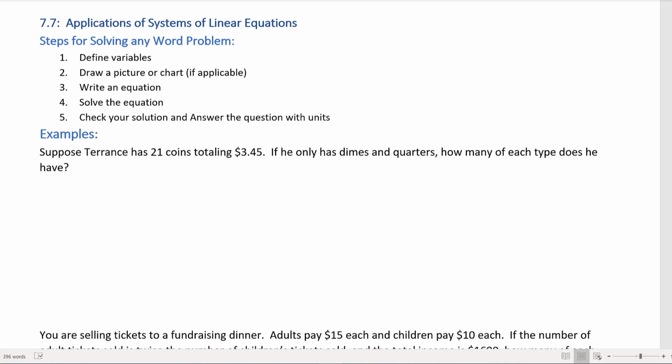Today we're going to be talking about applications of systems of linear equations, or basically word problems. So the steps for solving basically any word problem is define your variable, or in this case variables, because we're going to have two letters, x and y.